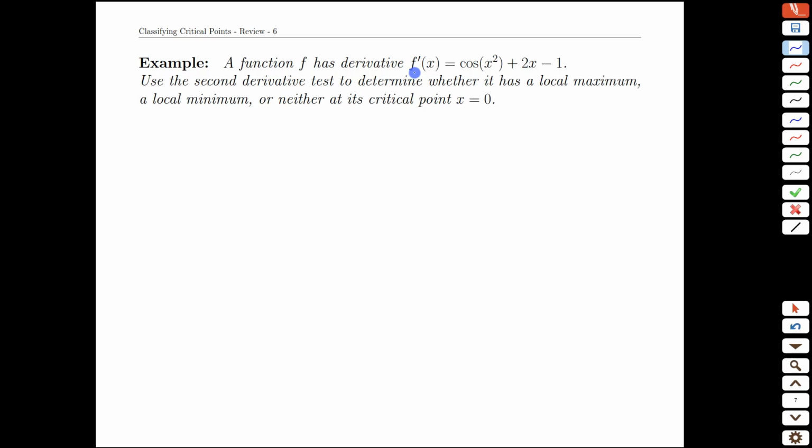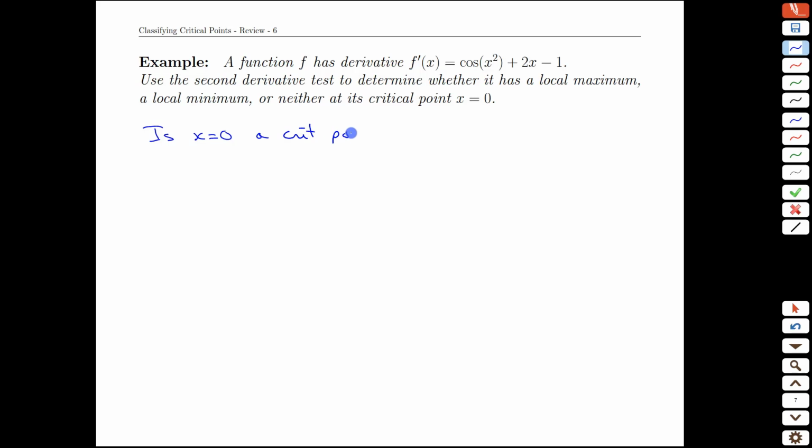Notice here we've been given some information about f prime of x, so we already have the derivative calculated. We're asked here to use the second derivative test to determine whether this function, the original function f, has a local maximum, minimum, or neither at the critical point at x equals 0. First of all, we should test whether x equals 0 actually is a critical point. How would we know that?